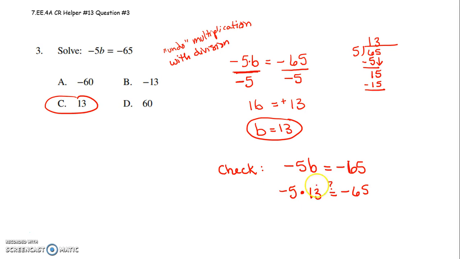So then I simplify the left-hand side here. Negative times a positive is a negative. 5 times 13 is 65. Oh, good. I get negative 65 here, negative 65 here. Boom. That checks, which tells us I was correct when I got b equals 13.